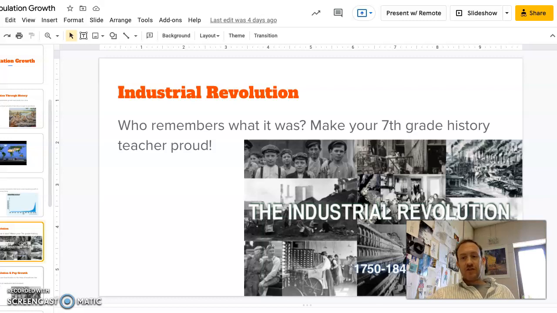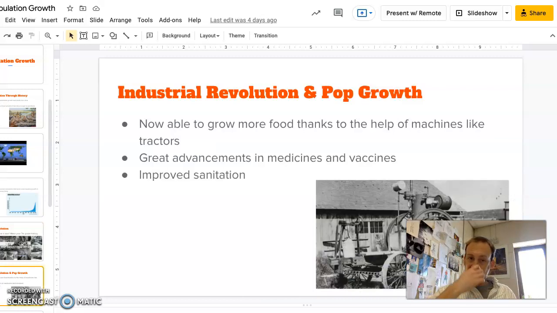But it's basically when we started to use fossil fuels like coal and oil and stuff, and new types of engines. We'd invented the engine for the first time, and so we can make machines that could do work for us. So the Industrial Revolution made it so that thanks to things like tractors and other machines, we were able to grow way more food than we ever were able to before. And with more food, you can support a larger population. It also led to really great advancements in medicines like vaccines, things like that. And that obviously lowers the death rate.